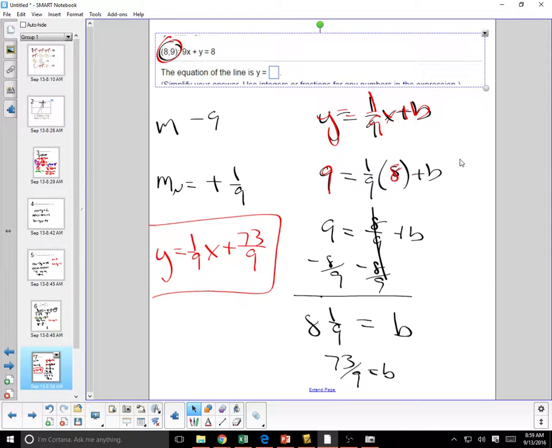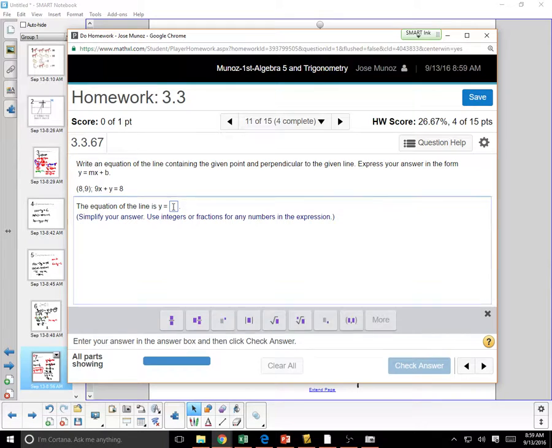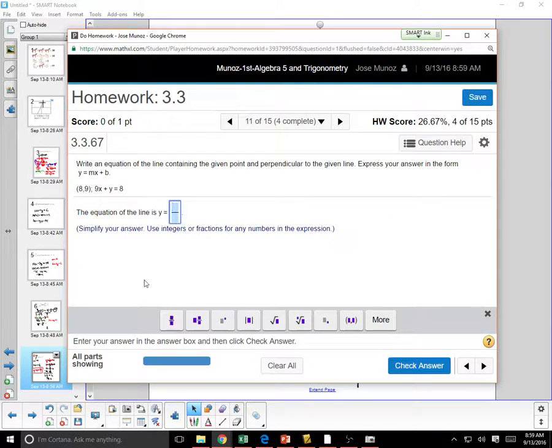Type that in, right? Yes, for sure. Can you remember the numbers? So y equals fraction 1/9 x. Was it positive or negative? Plus another fraction. What was it? 73 ninths? Okay, hold on. Before I simplify your answer, use integers or fractions for any number of the expression.